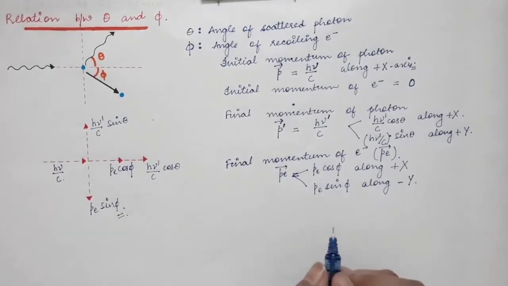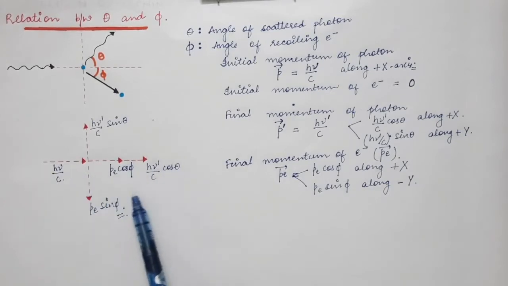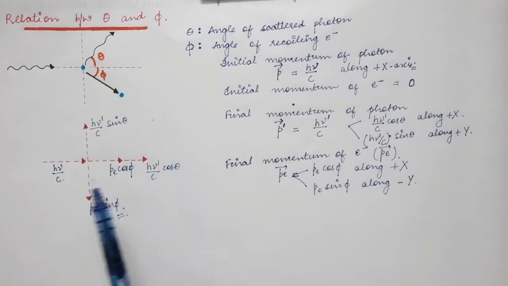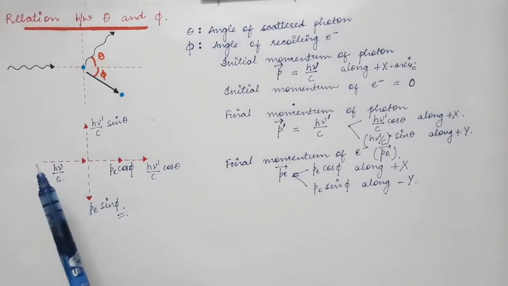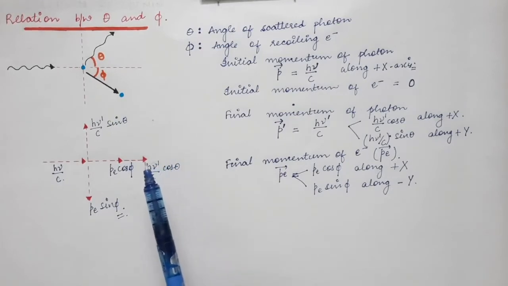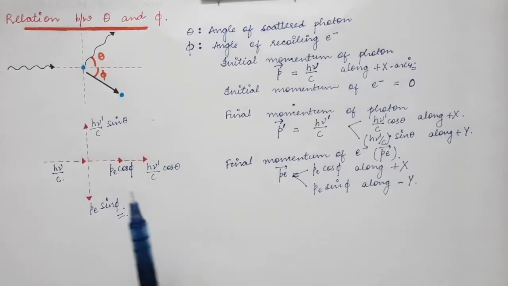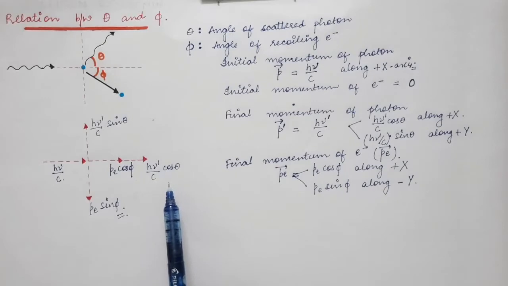So the next thing that we are going to do is to equate the respective components. Means we are going to make the initial horizontal component equal to the final horizontal component, and also the initial vertical component should be equal to the final vertical component of the momentum, and this comes from the law of conservation of momentum. So initial momentum must be equal to final momentum.